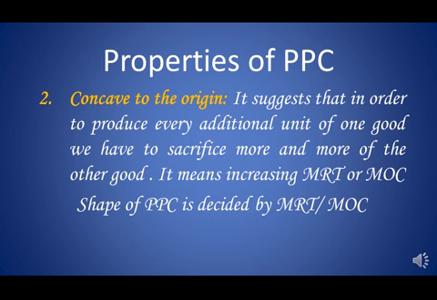If MRT is increasing, then PPC is concave. If MRT is constant, then PPC is a straight line, and if MRT is decreasing, then the PPC curve will be convex to the origin. But in general, MRT is increasing because all the resources are not equally efficient in production of both the goods, and that is the reason our PPC curve will mostly be concave to the origin.